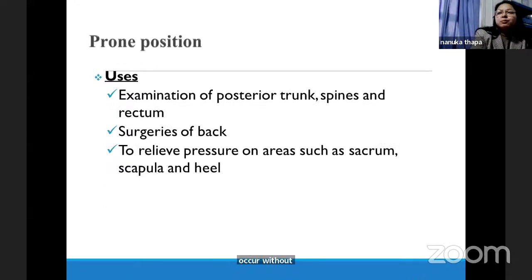So when do we use the prone position? We use the prone position when we try to examine the posterior tongue, the spine, or the rectum, for surgeries of the back, and also to relieve pressure on areas such as the sacrum, the scapula, and the heel.